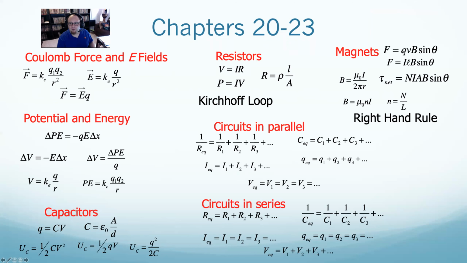Force on a charged particle, force on a current carrying wire, magnetic field from a current carrying wire, torque on a loop. I didn't put in terms of mu. I don't know why. You might need mu also. And magnetic field from a solenoid. And know your right hand rules. I will usually ask for direction.